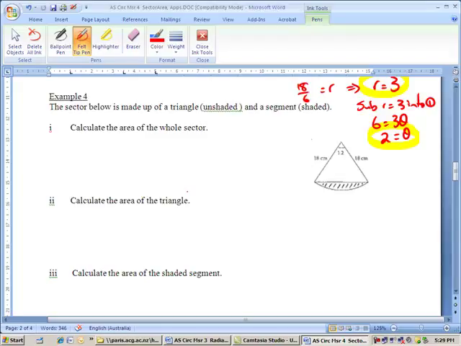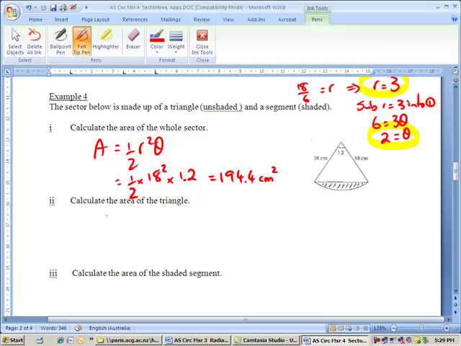Okay, so we know the area of the whole sector, that's what we've been working on all along. So area equals a half r squared theta, making sure that our angle is in radians, and it is, because there's no indication that it's in degrees. So it's a half times 18 squared times 1.2, and that equals 194.4 centimetres squared.